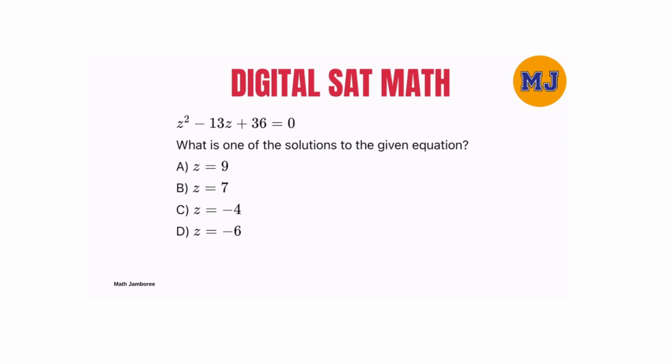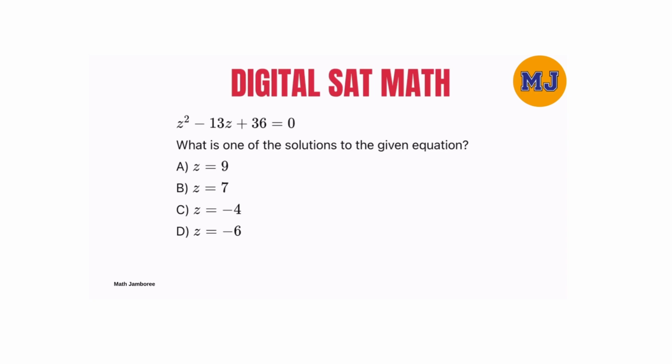So let's dive into this question. z squared minus 13z plus 36 is equal to 0. What is one of the solutions to the given equation? In choice A we have 9, choice B is 7, C is -4, and D is -6.